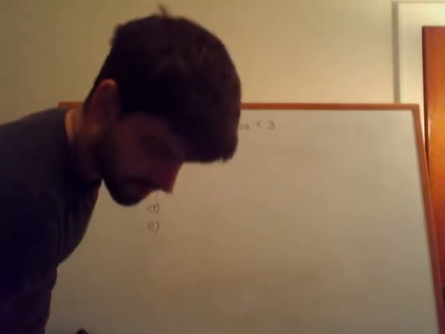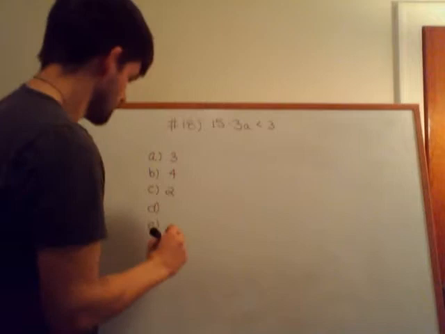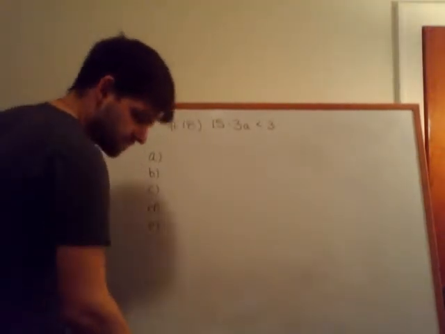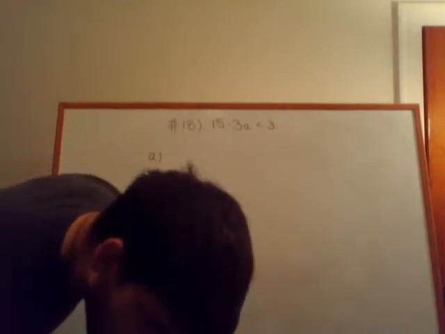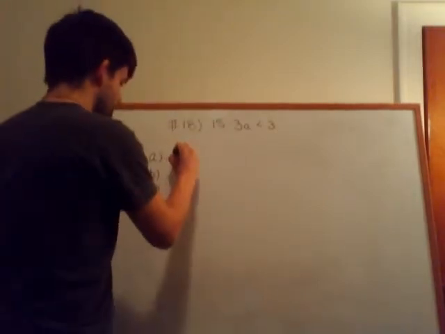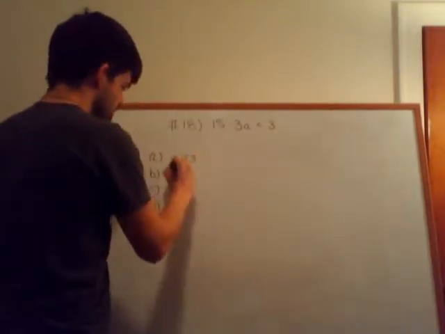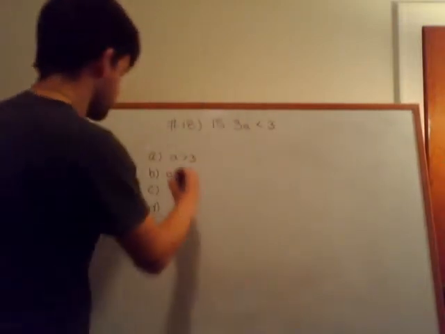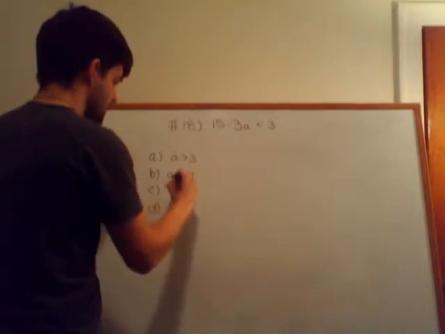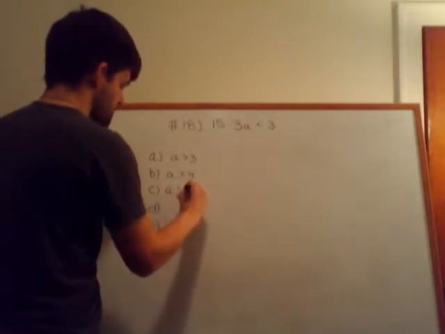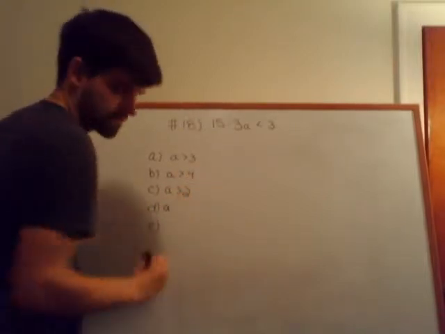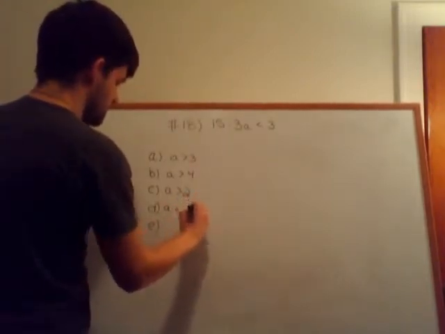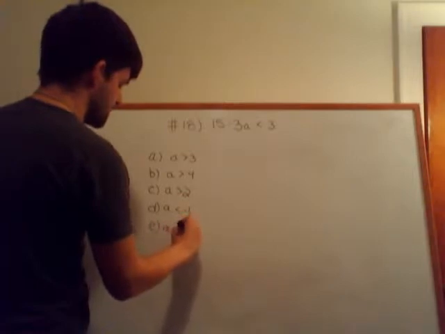Oh, whoops, I'm sorry, I forgot to put the inequality signs. A is greater than 3, A is greater than 4, A is greater than 2, A is less than negative 1, and A is less than 5.